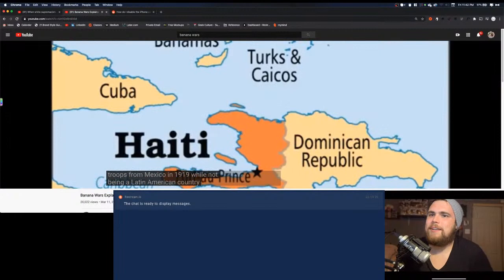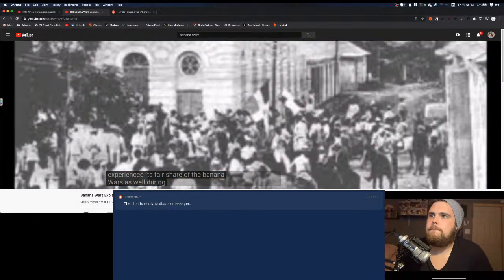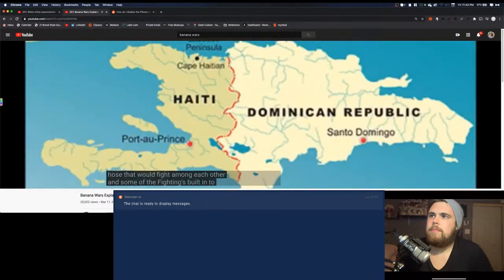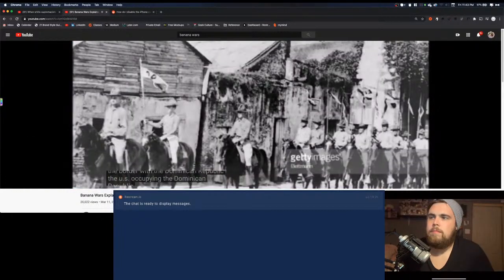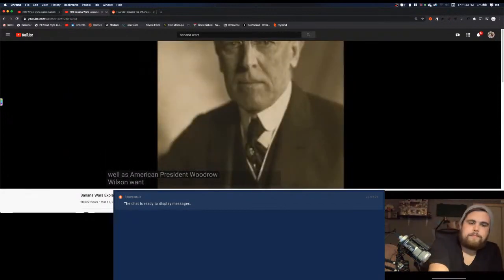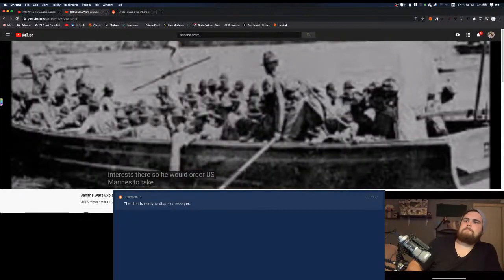While not being a Latin American country, Haiti experienced its fair share of the Banana Wars as well. During the early 1900s, Haiti was an unstable country going through 6 presidents in 6 months. There would be a wide number of militias called cacos that would fight among each other, and some of the fighting spilled into the border with the Dominican Republic. With the US occupying the Dominican Republic at the time, this wouldn't go so well, as American President Woodrow Wilson wanted to protect American interests there, so he would order the US Marines to take over Haiti.